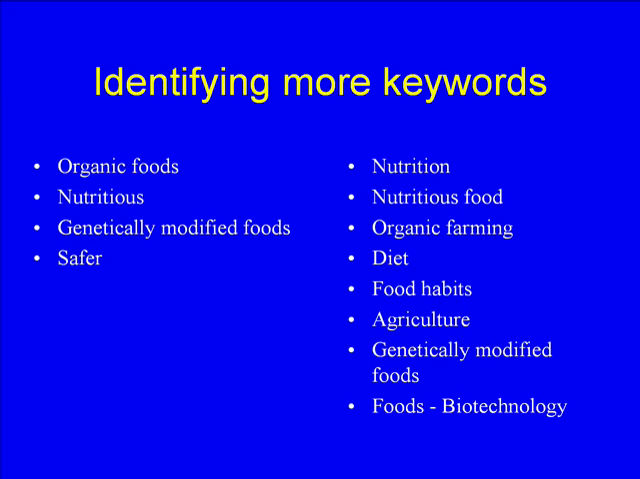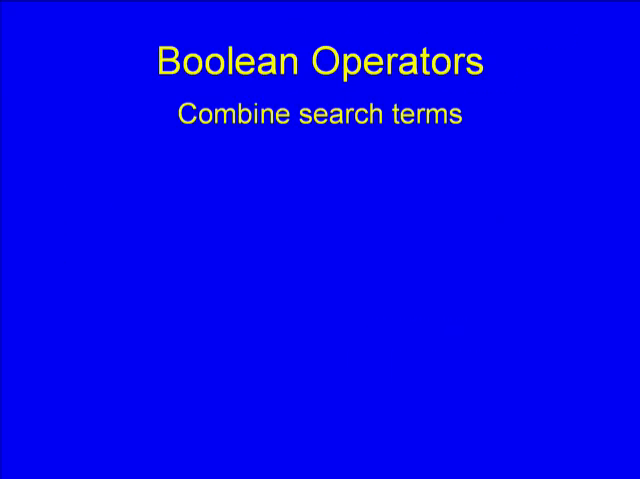The keywords that you will include in the search statement that you compose for the database you're going to be using can be combined by Boolean operators. And, or, and not are the three Boolean operators. There are no other Boolean operators.